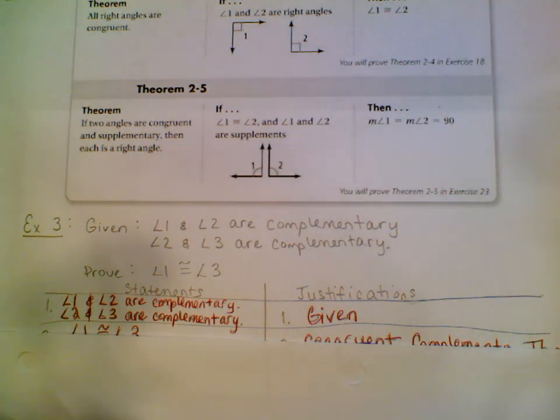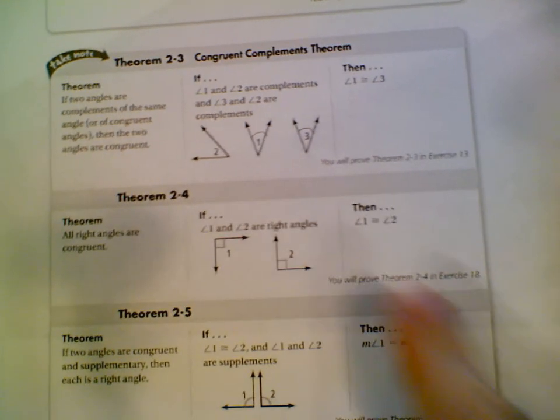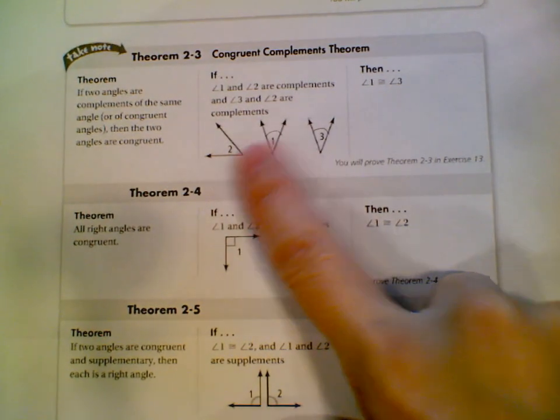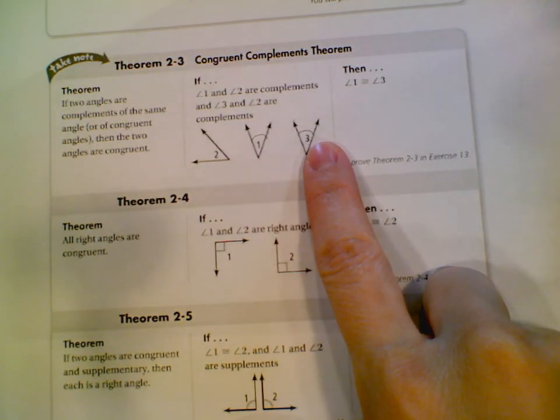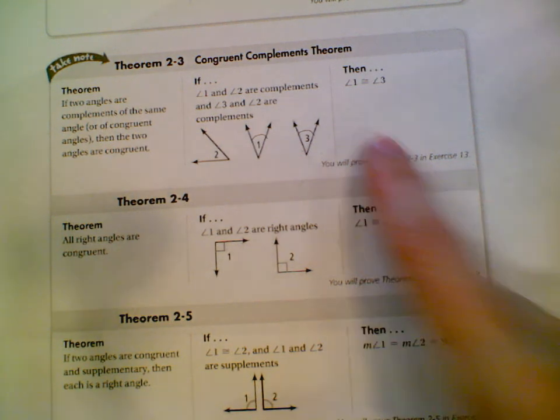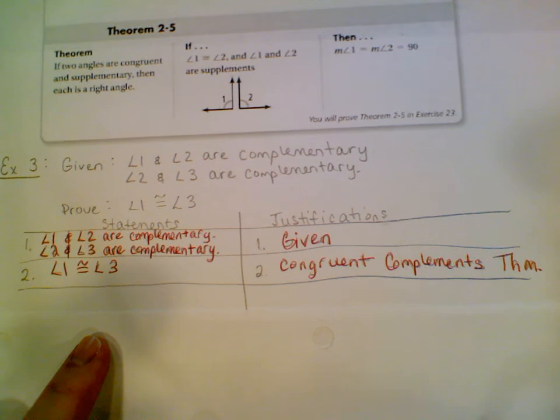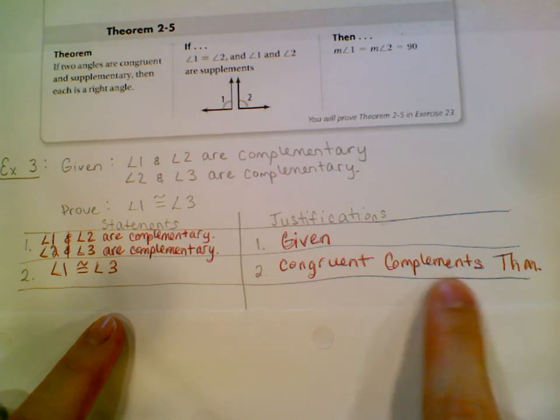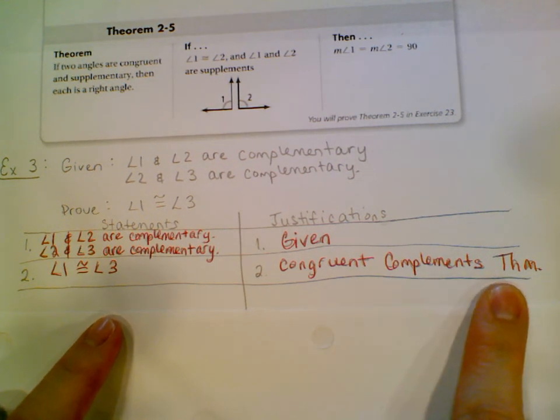Well, if you look back up here in your theorems, that's exactly what this theorem is saying. If I have two angles that are congruent to the same angle, then I know those two angles have to be congruent. So this should be a two-step proof. 1 and 3 are congruent by that theorem, the congruent complements theorem.